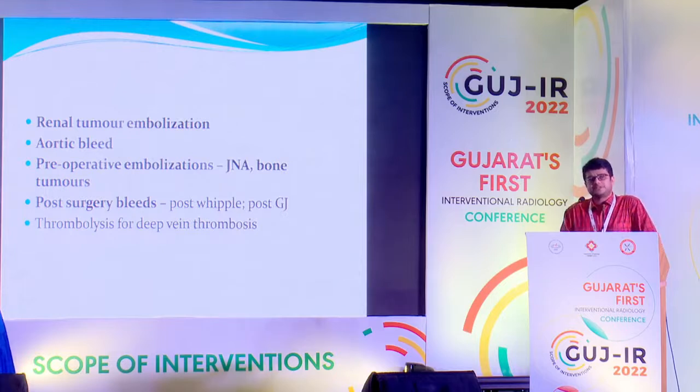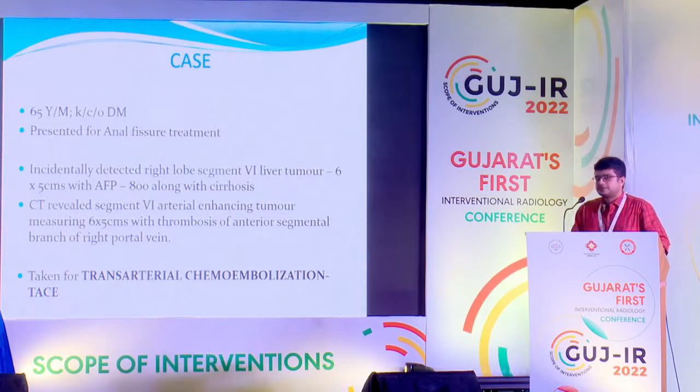Very important, post-surgery bleeds. There are cases where post-Whipple's, the hepatic artery or the GDA blowout is seen, and we have to manage it endovascularly. Post-gastrojejunostomy and any post-surgery bleeds, IR has a big role. Malignancy is thrombogenic. We see DVTs and vascular thrombosis in case of malignancy. So thrombolysis also plays an important part for better quality of life for the patients. Starting with cases, I'll show each and every indication.